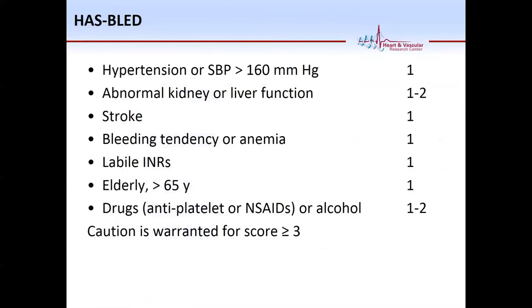The problem is that the higher your risk for thromboembolic events in AFib, a lot of those same risk factors make you at higher and higher risk of bleeding, including age and a prior stroke and hypertension. All these things are things we need to be worried about.